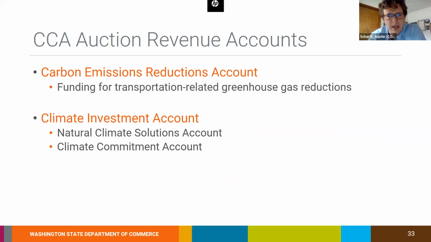So, some other parts of the CCA. The CCA creates a number of accounts within the state general fund. There's a carbon emissions reduction account that's for transportation related greenhouse gas reductions. And then there's two other accounts, a natural climate solutions account and a climate commitment account.